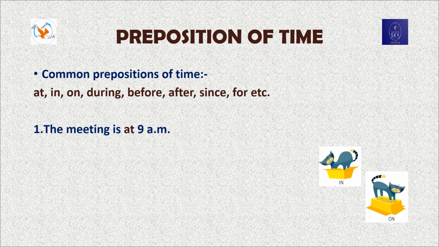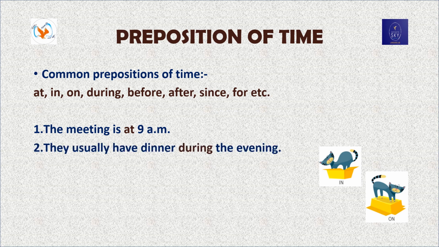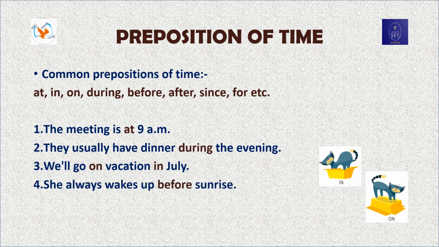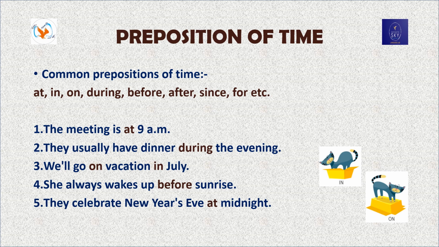Here are a few examples. The meeting is at 9 am. They usually have dinner during the evening. We will go on vacation in July. She always wakes up before sunrise. They celebrate New Year's Eve at midnight. These prepositions give us information about specific points in time, durations, or time frames associated with an action or an event.